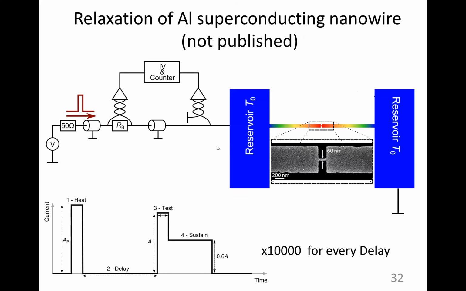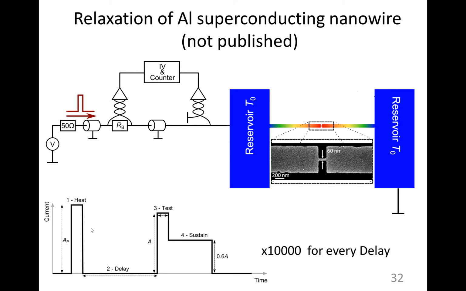And the third part is the second experiment. Actually, this is the relaxation of an aluminum superconducting nanowire. These results are not yet published. We're going to publish it soon, I hope.